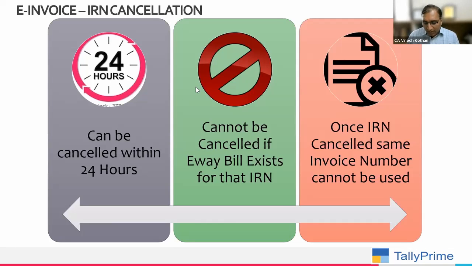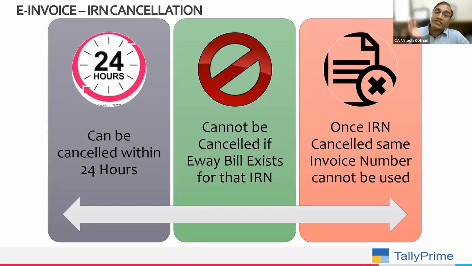Now, coming to this part, cancellation. When you can cancel, see, now there is no choice of making mistakes. You have to be very, very careful. You should have a proper check mechanism. In your business, if there's one person who is raising the invoice, you need to arrange another person who checks the invoice correctly. In case you make a mistake, you only have 24 hours from the time you generated to cancel an e-invoice.